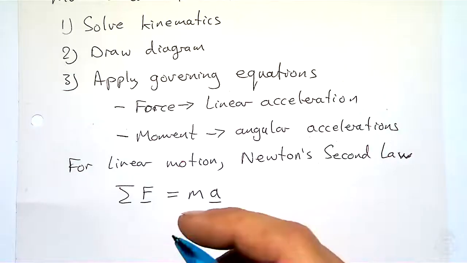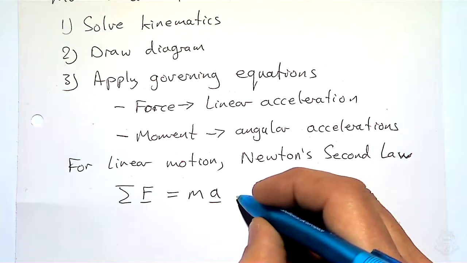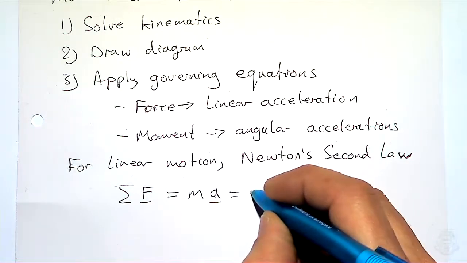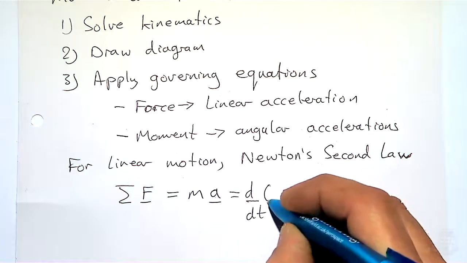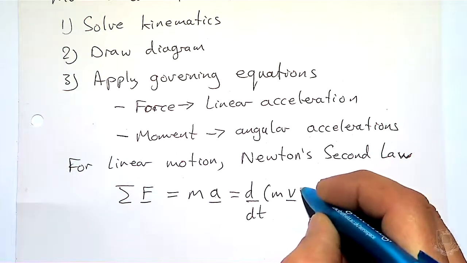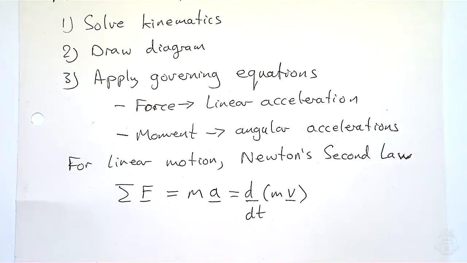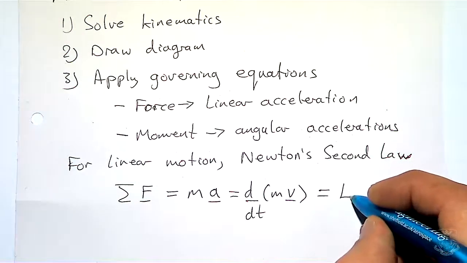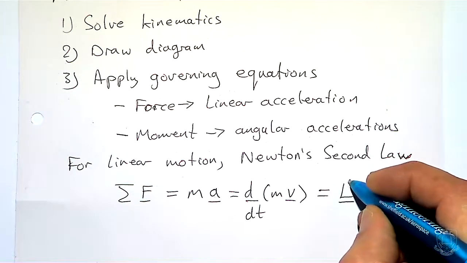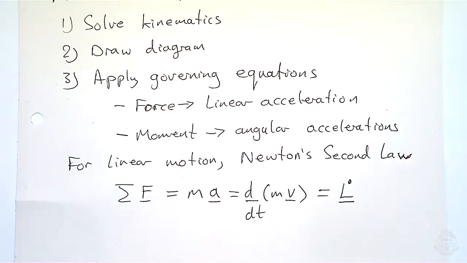So in this kind of classical mechanics, this is also rewritten sometimes as, instead of the acceleration, d by dt of mass times the velocity vector, because in classical mechanics we tend to work with velocities very often. And mass times the velocity vector is usually called the linear momentum. So this is actually the linear momentum vector L with a dot above it because that represents the d by dt.